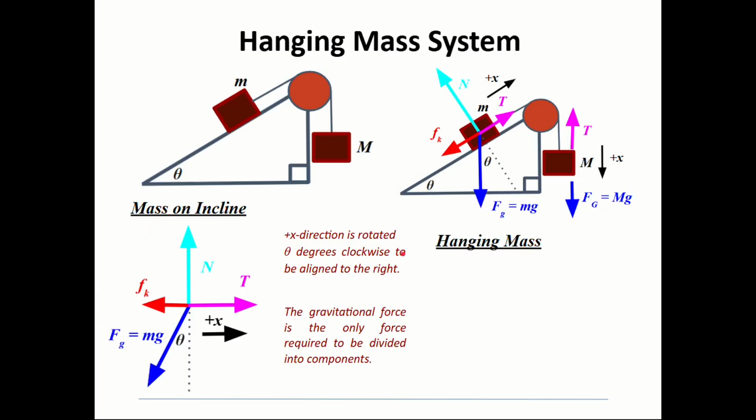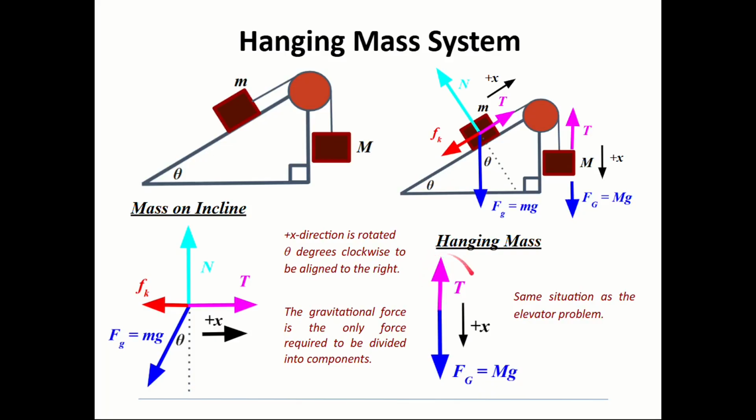And then for the hanging mass, this is much simpler. Here we have the tension aligned opposite the direction of positive x. And then we have our gravitational force aligned with the direction of positive x. And essentially, this is more or less the same situation as what we saw with the elevator problem, except that we're dealing with a tension instead of a normal force.